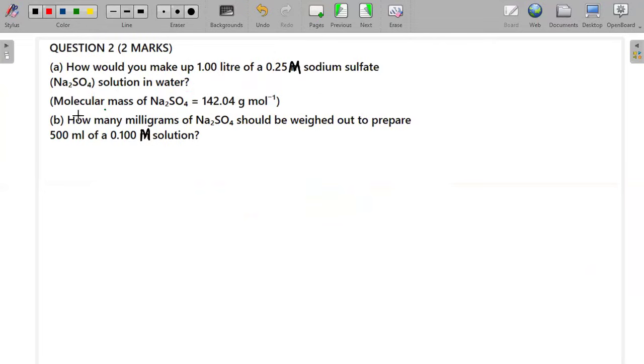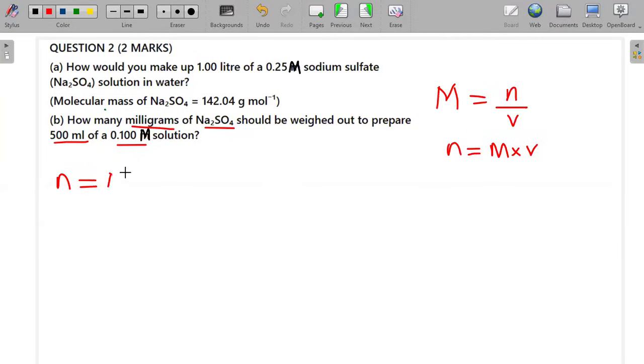Okay, so part B, they're saying how many milligrams of sodium sulfate would be weighed out to prepare 50 milliliters of 0.1 molar solution. So here again, we are finding the mass, but that mass we should express in milligrams. Okay, so I know that molarity is equal to moles over volume. So here I'll make moles the subject, so it will be molarity multiplied by the volume. So moles is equal to molarity multiplied by the volume, which is 0.1 multiplied by, and then this guy here is 500 milliliters, right?